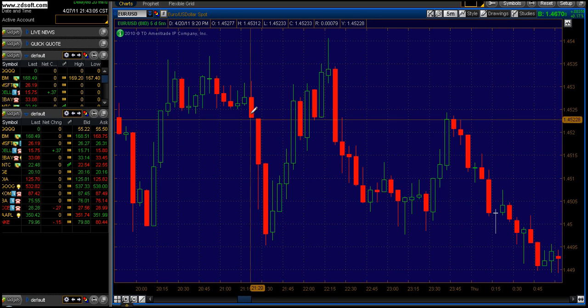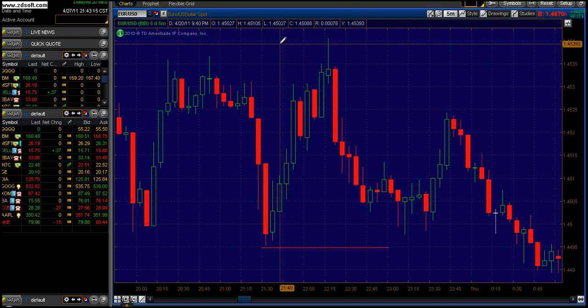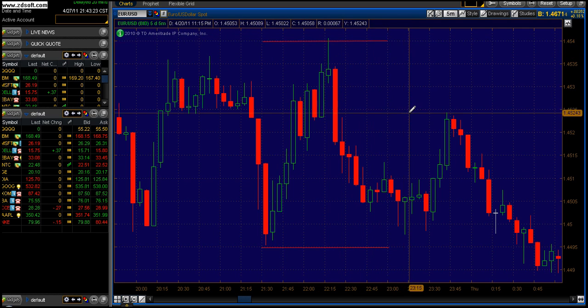This is the euro against the US. So heading into 9:30. So this is 9:30 here, and we are looking at an entry. Now you're only looking at one trade. So let's not get confused about this. We're looking at one trade per currency pair heading into 9:30.